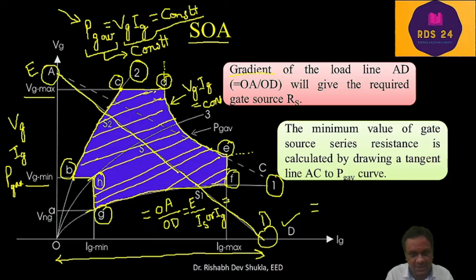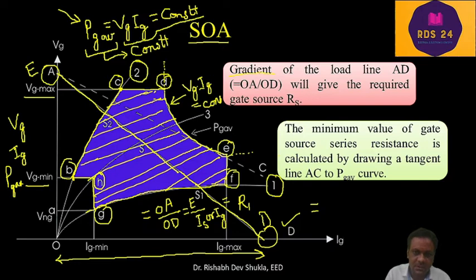So that will give you the series resistance R1 or internal resistance of the source. So that means the gradient of this line AD will give you the required gate source resistance.